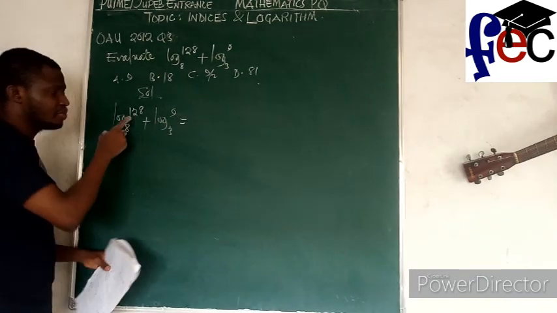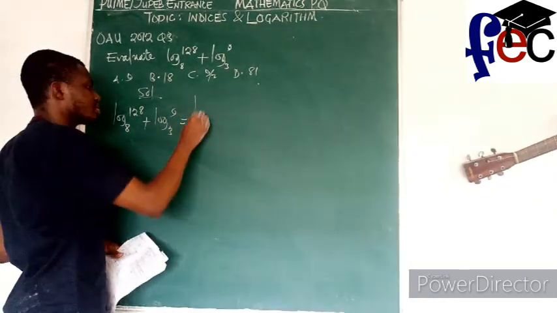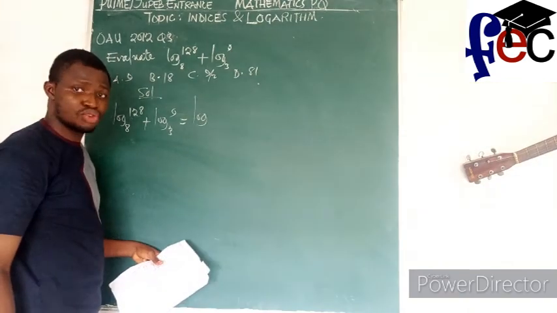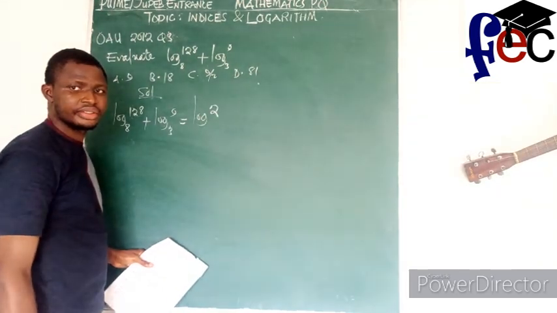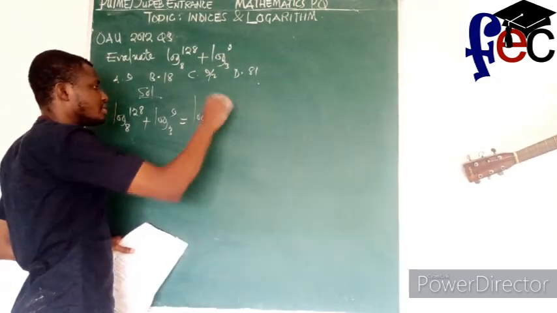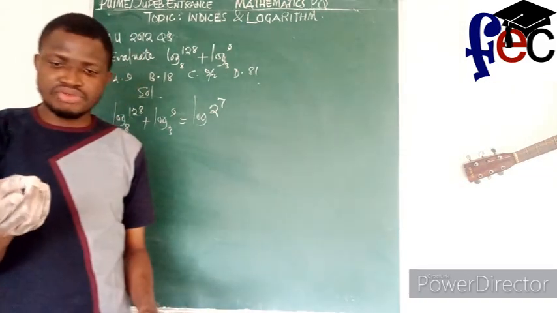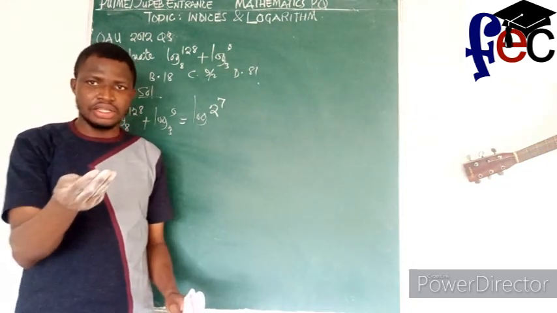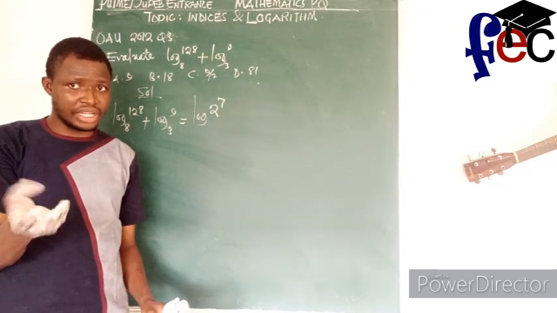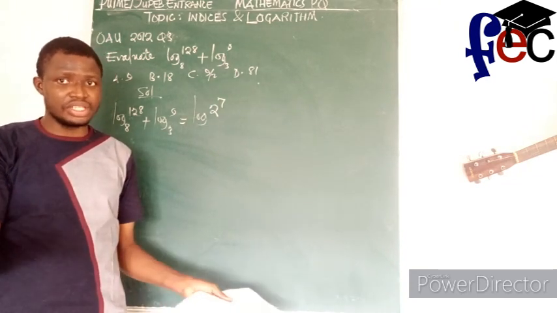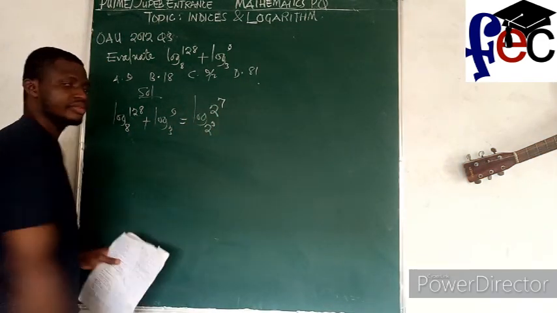So this 128, I can write it as an index notation to base 2. I hope you know that. So that will give me 2 raised to power what? What do you think it is? That's 2 raised to power 7. Because 2 times 2, that's 4, times 2, 8, times 2, 16, times another 2. Is that not 32? That's 5 now. Times another 2. Is that not 64? That's 6. Times another 2. Is that not 128? That's 7. So then 8 is same thing as 2 raised to power 3.